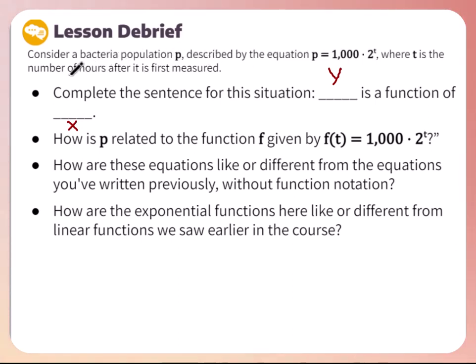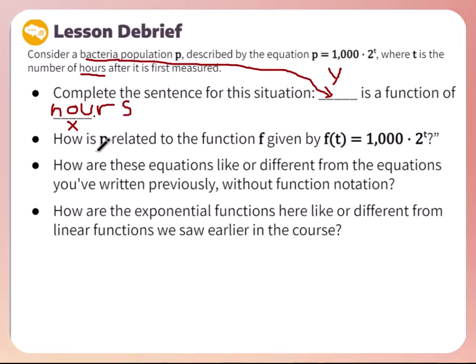Okay, so the input is going to be time. So that's going to be hours. And our output is bacteria population. So the amount of bacteria is our output. It's a function of the amount of hours.